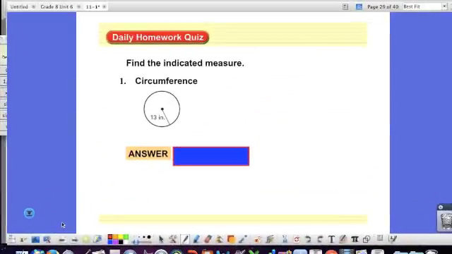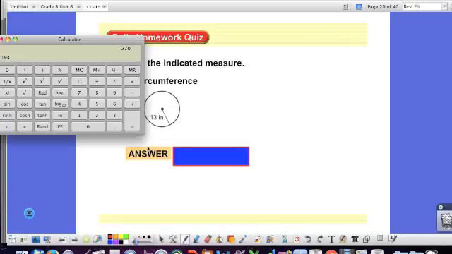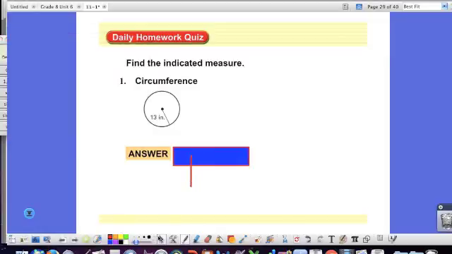And now we have the daily homework quiz. So to find the circumference, the diameter is 13. Sorry, if the radius is 13, the diameter is 26, times pi is 81.68.